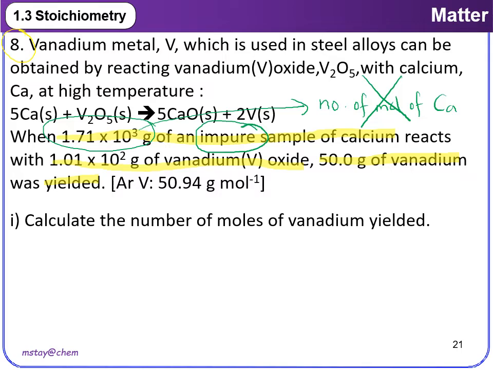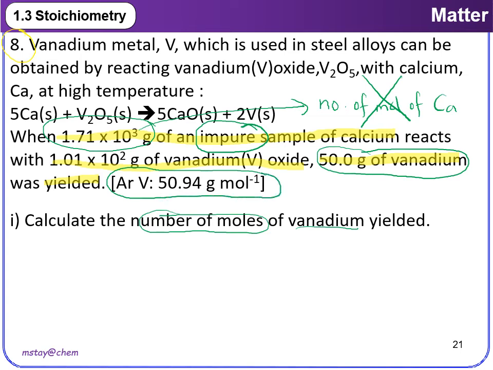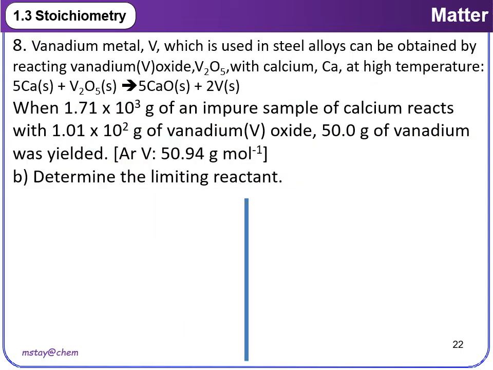So next we look at what the question wants us to find. Determine number of mole of vanadium. So in the question here, we are given the mass of vanadium and also the atomic mass for vanadium. So by using mass over molar mass, we are able to determine number of mole of vanadium, which is 0.982.